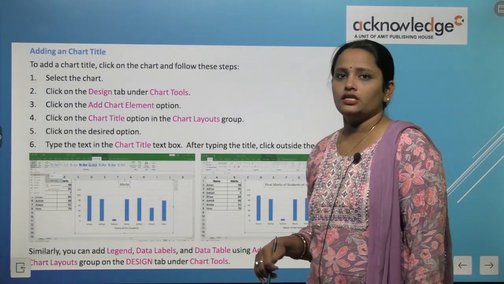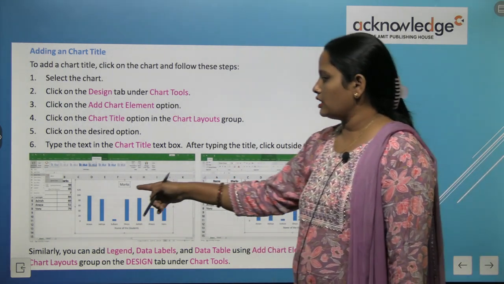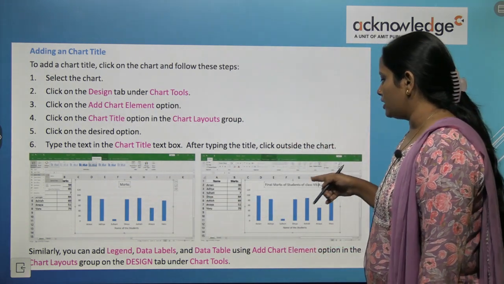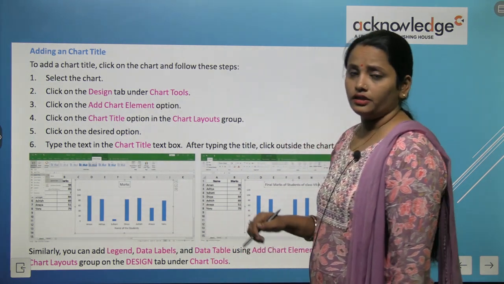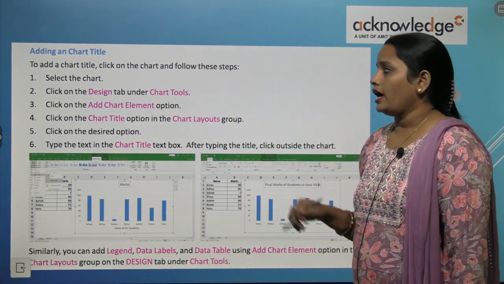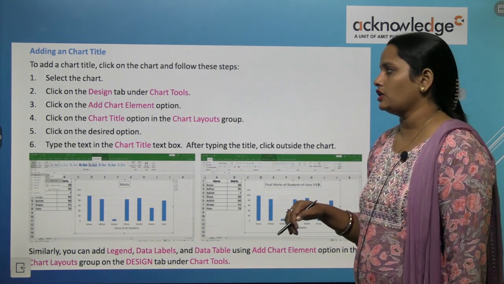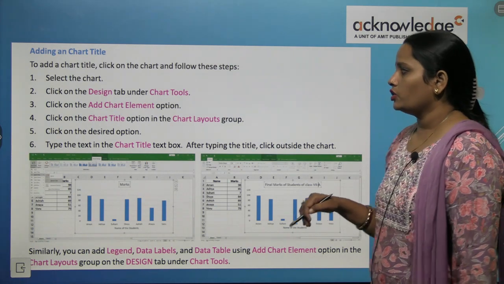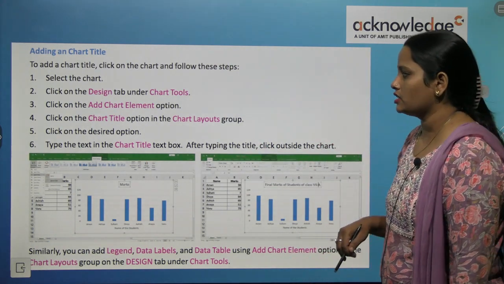Next is adding a chart title. How can we add a chart title? So here we can see the chart title is added here. We have to select the chart, then we have to go to the design tab in the charts tool, click on add chart element, then we have to go to chart title option in the chart layout group, and then click on the desired option, type the text in the chart title box.